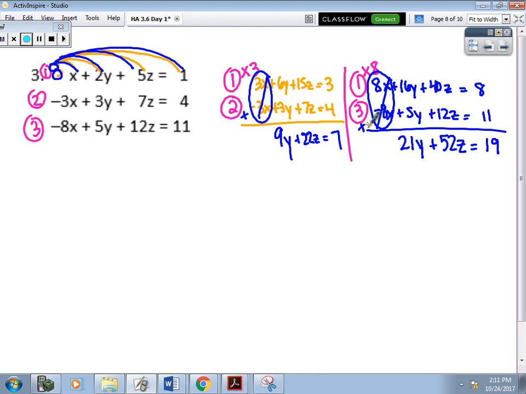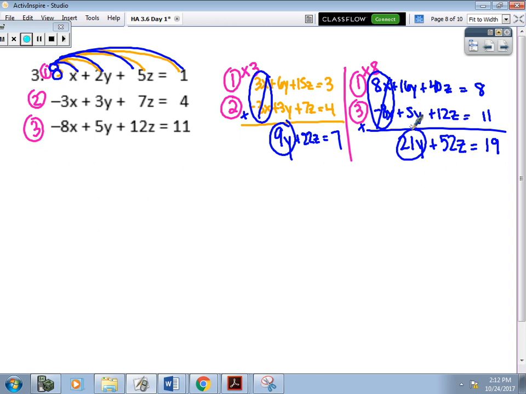Now the problem here is that I can't make 9 become 21 easily, and I can't make 22 become 52 easily. So I'm probably going to have to multiply both of them by a number to get them to match. Suggestions? Josh? Make it 63. Okay. So the least common multiple between 9 and 21 is 63.